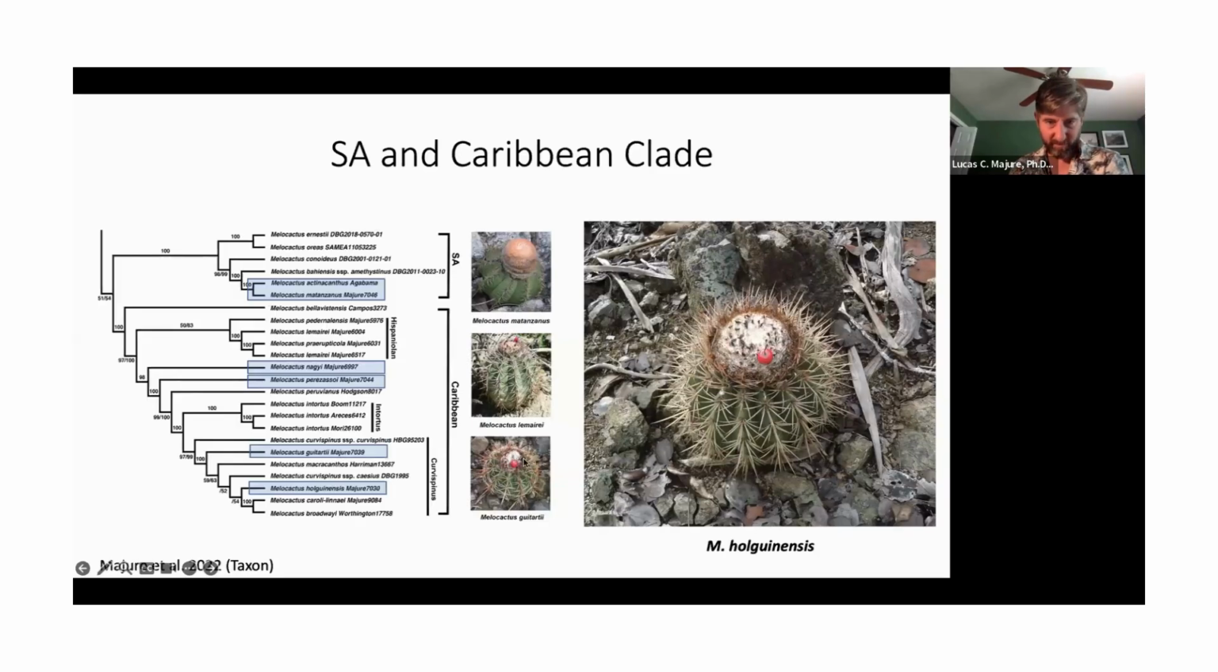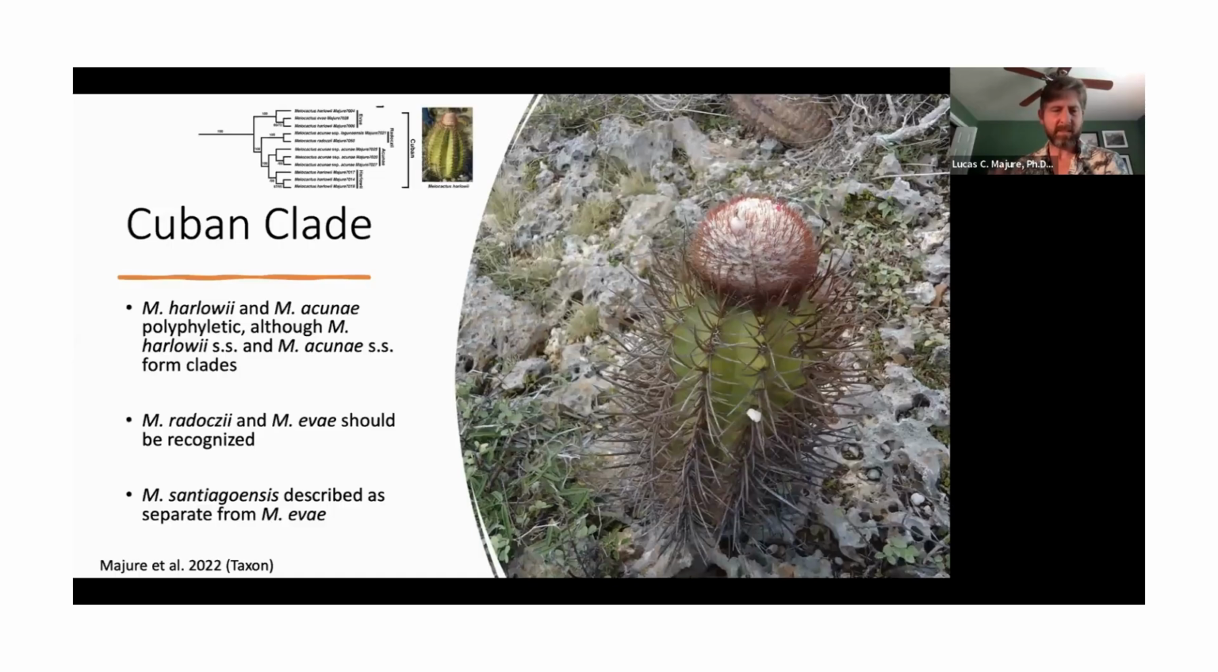If I show you, I've got a photo here at the bottom of Melocactus guittarti, and if you show me a typical Curvispinus, that looks just like Curvispinus to me. But then you see something like Melocactus holguinensis here. Yeah, it looks like Curvispinus, but not super typical, right? And so therein lies the question, do we continue to recognize these things as separated out from Curvispinus, or as all part of a very highly variable species? So there's a lot of work there for someone to do.